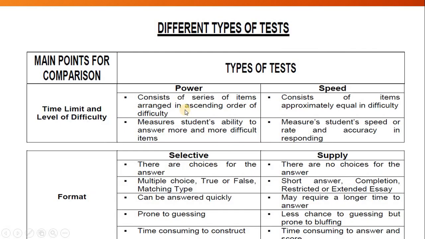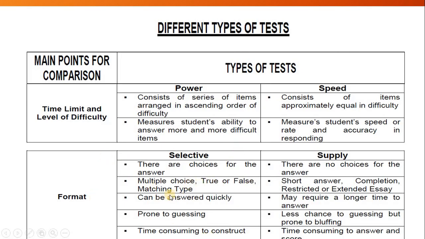Types of tests, we have the power and speed test. Pag power test, ascending order yon from easy to difficult. Consists of a series of items arranged in ascending order of difficulty. Kapag speed test naman, consists of items approximately equal in difficulty. So, pare-parehas siguro na easy, yan, speed test yan, or average, or pare-parehas na difficult.